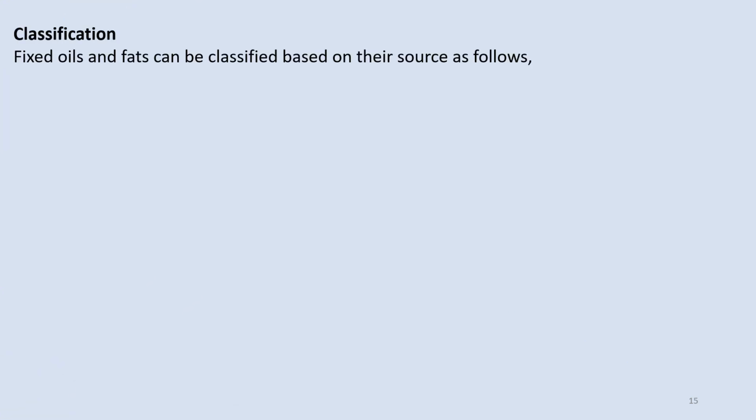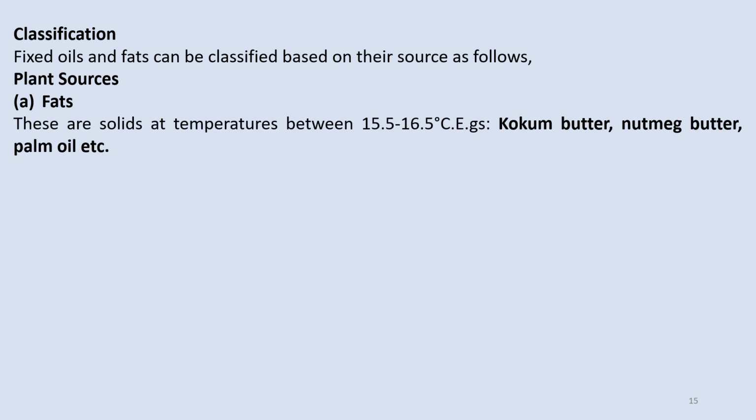Now classification. We have already classified oils according to hydrolysis. Here, fixed oils and fats can also be classified based on their sources: animal source and plant source. Plant sources can be classified as fats from plants. These are solids at temperatures between 15.5 and 16.5 degrees centigrade. Examples are cocoa butter, nutmeg butter, palm oil, etc.